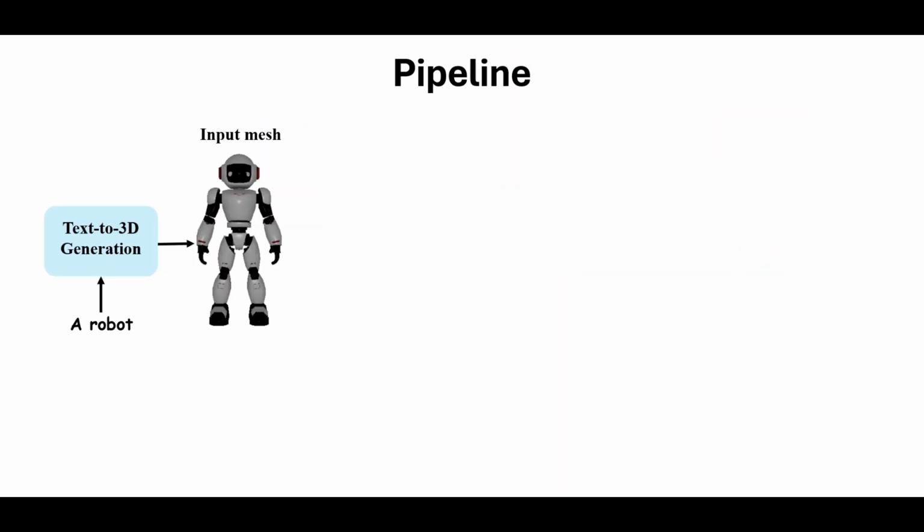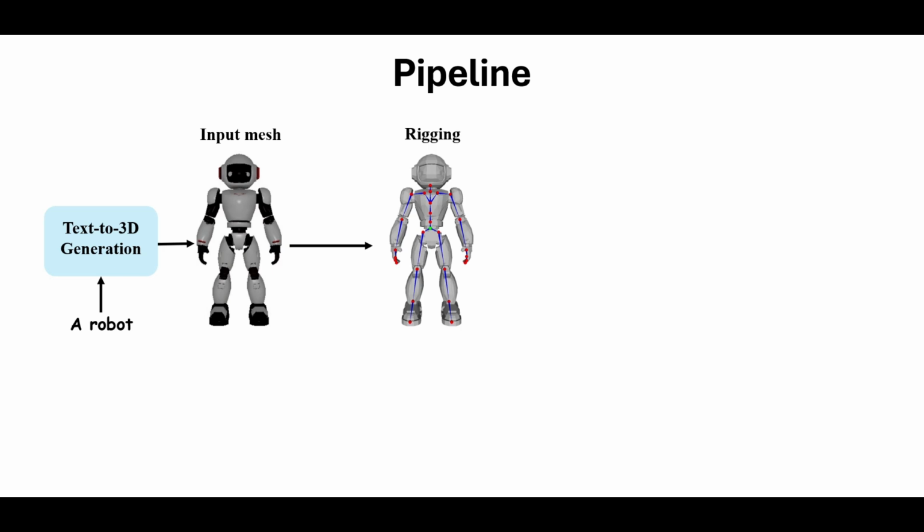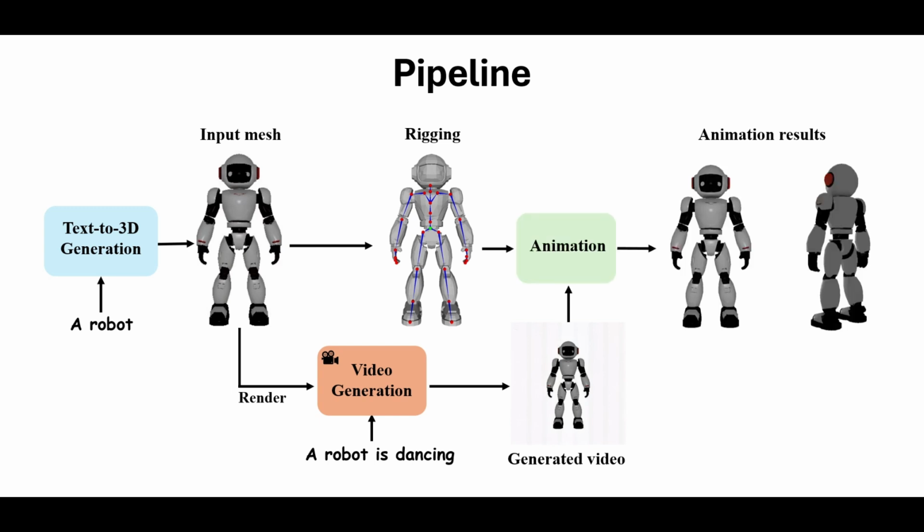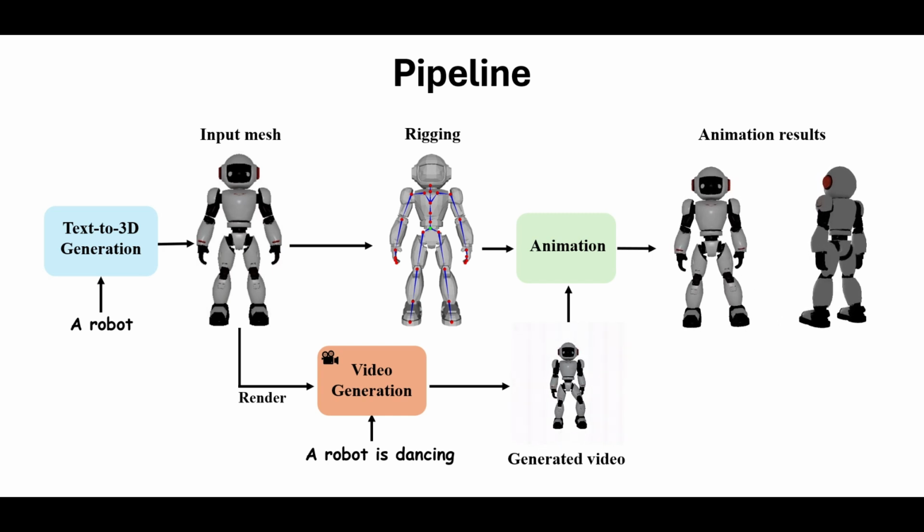This is our pipeline. Given a 3D model, which can come from text to 3D or image to 3D generation, we first perform automatic rigging. We then render the rigged mesh as the initial frame and feed this image, along with a text prompt, into a video generation model to produce an animation video that guides the 3D animation. Finally, we optimize the 3D animation to closely align with the generated video.